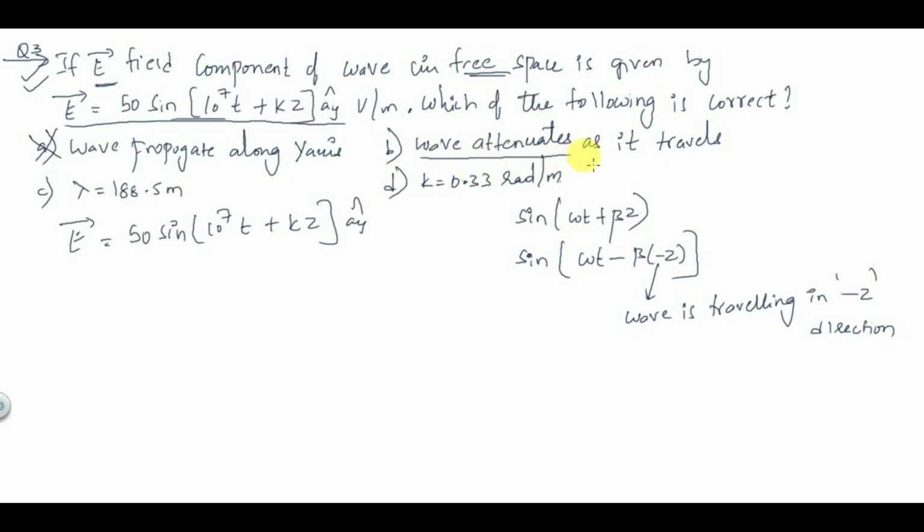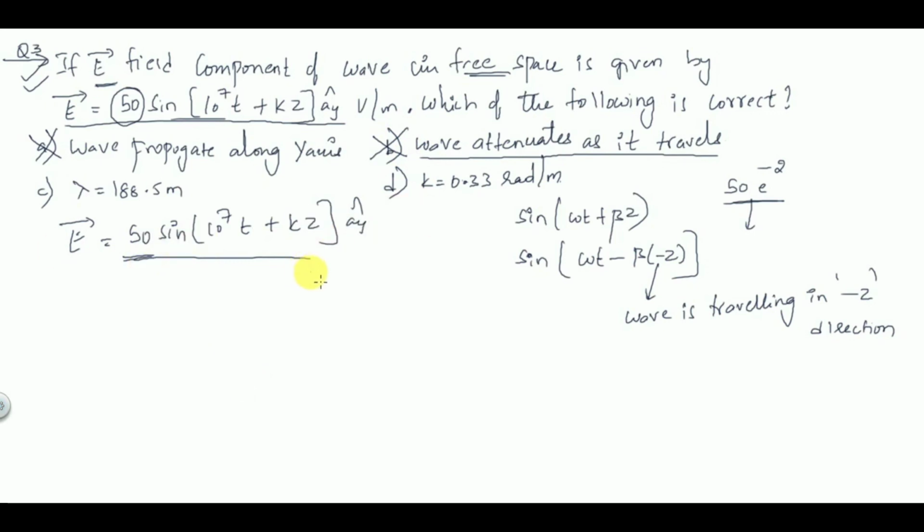The second option he has given is that the wave attenuates as it travels. There is no attenuation factor here. If he had given an attenuation factor, it would be around 50 into e power minus 2 or e power minus 10, anything. With e power minus there, the wave would be attenuated, that is, the amplitude decreases. But he has given only 50, so the amplitude is constant everywhere. There is no attenuation factor in the given wave equation, so the wave does not attenuate. So this option is also wrong.